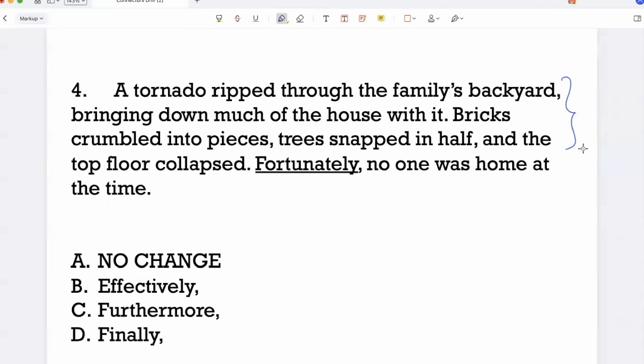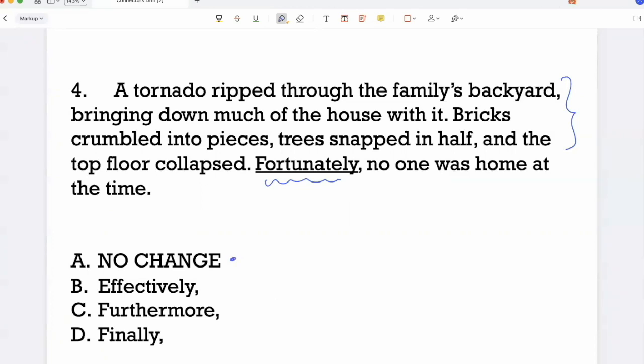But there was nobody at home, so nobody was hurt, right? So there was a lot of damage to the house, but nobody was hurt. So I like fortunately, right? Because fortunately kind of tells me that it was a good thing that nobody was home because otherwise there was a lot of damage. So I like option A.